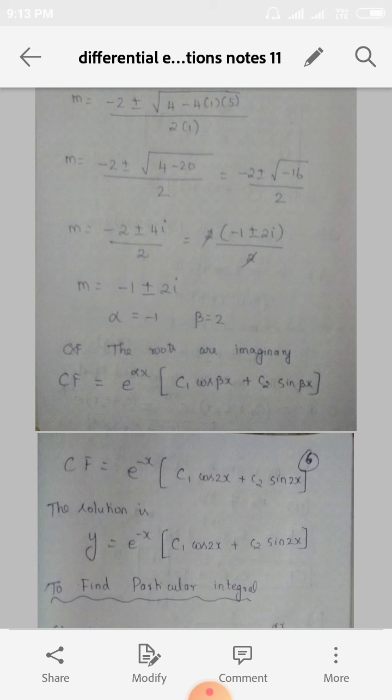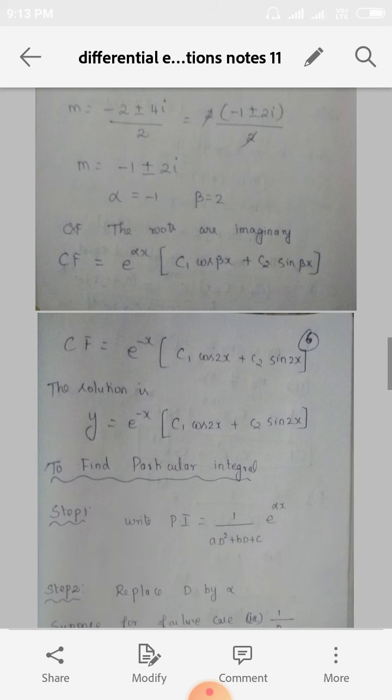The roots are imaginary means what is the complementary function, girls? e power alpha x into c1 cos beta x plus c2 sin beta x. Therefore the complementary function is e power minus x into c1 cos 2x plus c2 sin 2x. Therefore, the solution is y is equal to e power minus x into c1 cos 2x plus c2 sin 2x. Okay. These are the problems of finding only the complementary function.